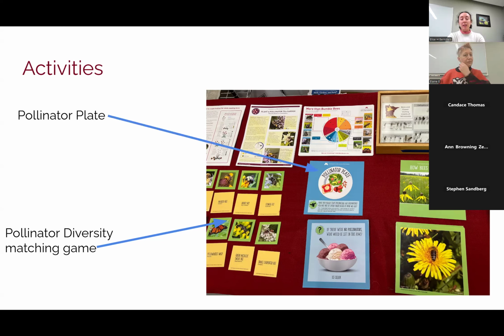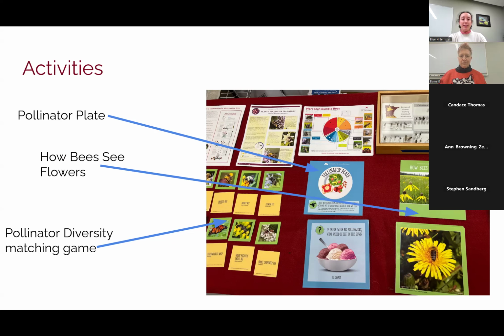The pollinator plate is great as well. I find this is sometimes the easiest way to get people's attention, particularly when you have the ice cream or the pizza card sitting out, because everybody loves pizza and ice cream, and that's a quick way to draw people in to talk to them about how pollinators are affecting our food systems.